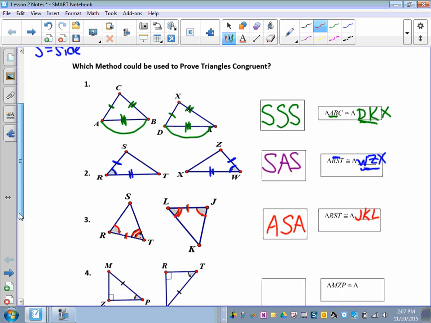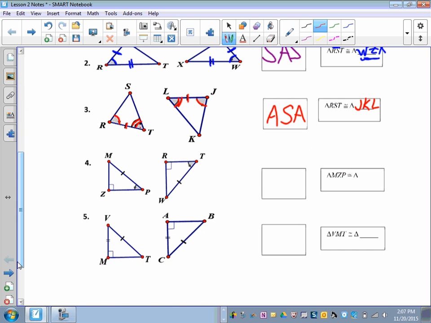So we'll take a look down there. Angle Z corresponds with angle R. Angle P corresponds with angle T. And side MP corresponds with side TW. So this is by angle, angle, side. So we have triangle MZP corresponds with what triangle? WRT.